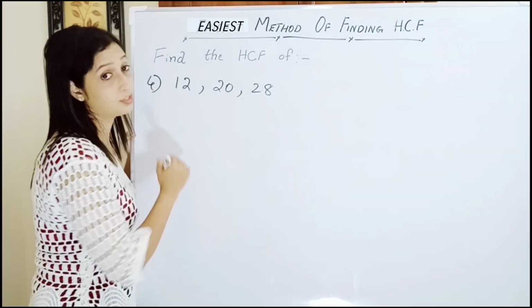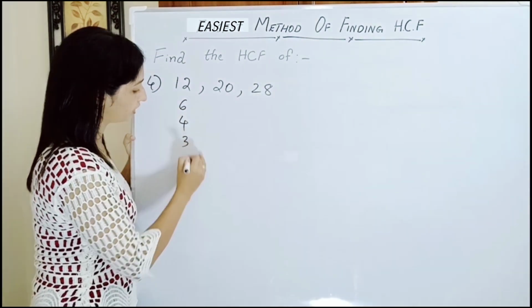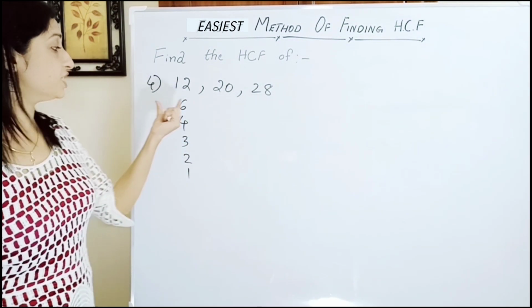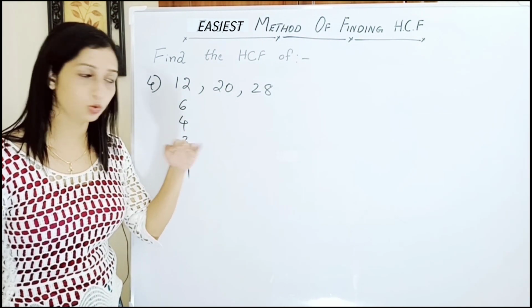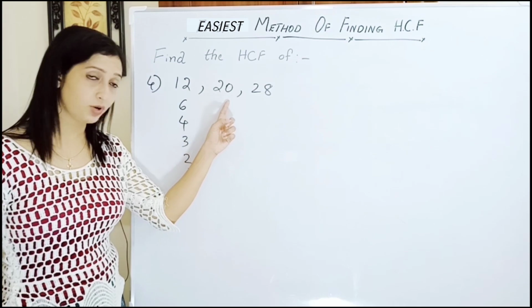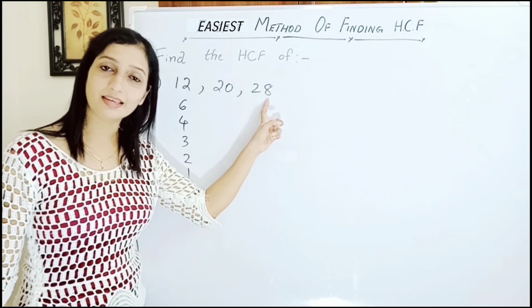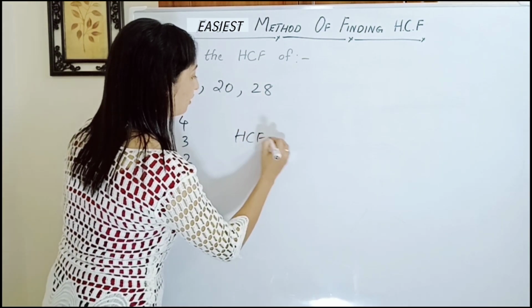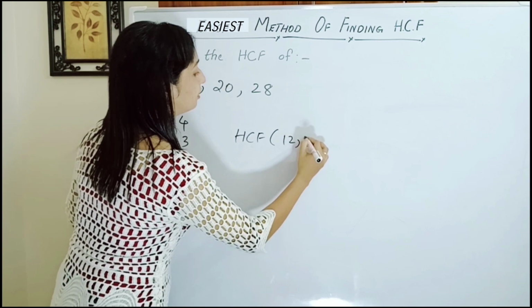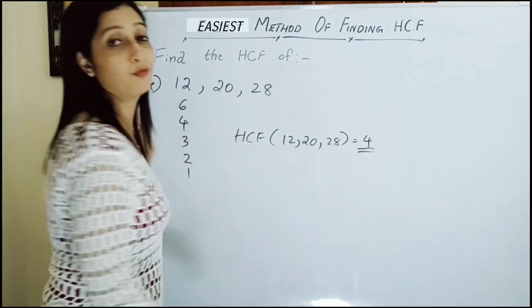So let us write the factors of 12, that is 6, 4, 3, 2, 1. Now let us check for each factor. Can 20 be divided by 6 exactly? No. Can 20 be divided by 4 exactly? Yes. Can 28 be divided by 4 exactly? Yes. So what is our HCF? HCF of 12, 20 and 28 is 4.